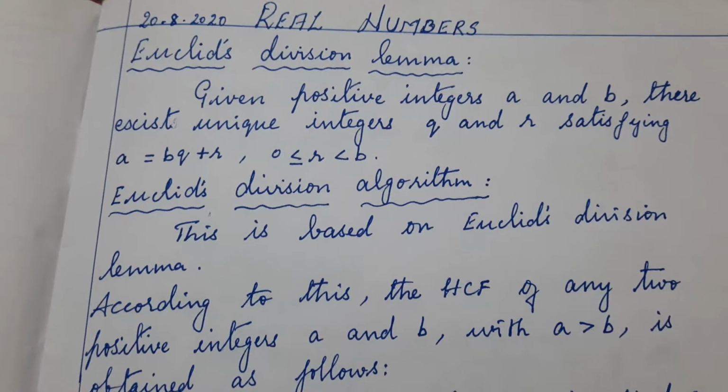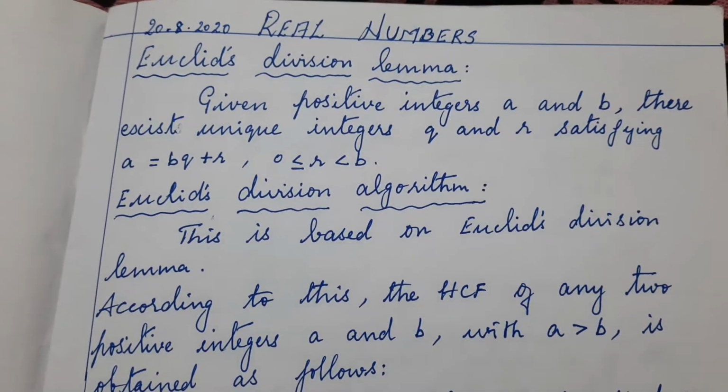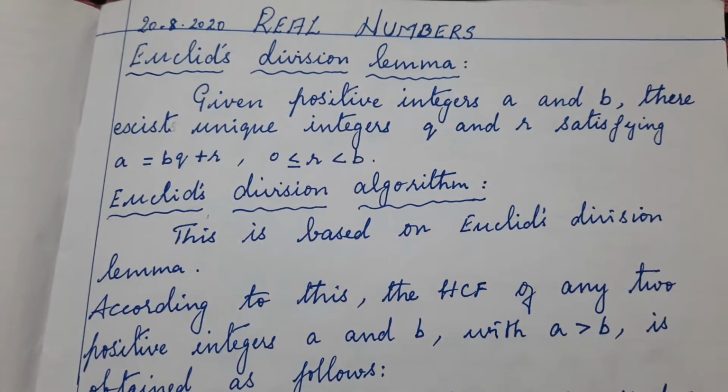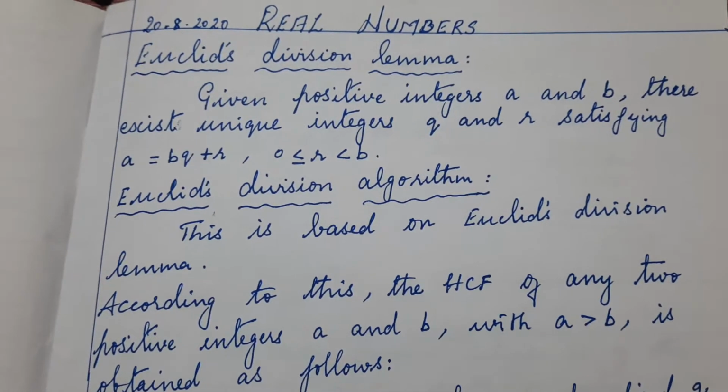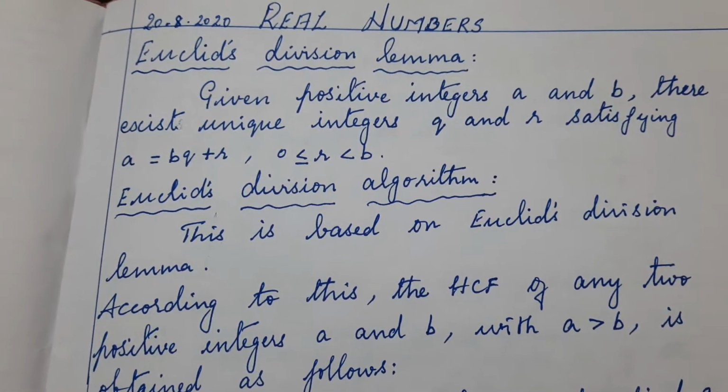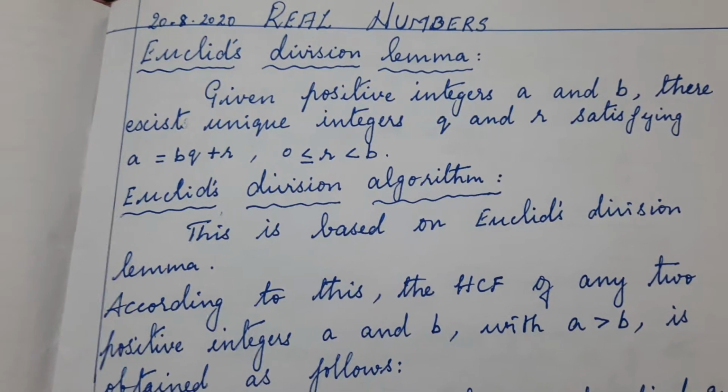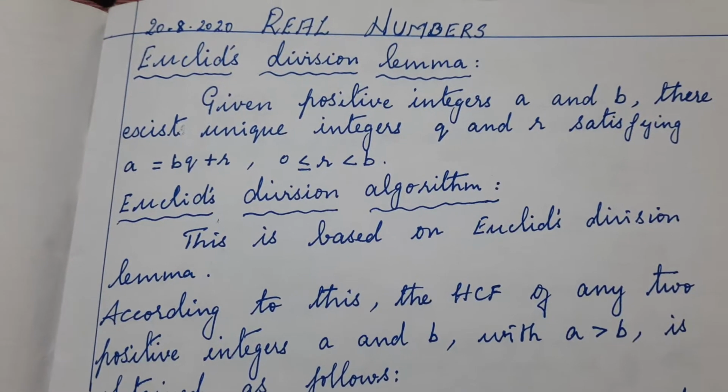What are real numbers? Real numbers are the combination of rational numbers and irrational numbers. Here we are going to learn Euclid's division lemma and Euclid's division algorithm. These are the concepts we are going to use in this chapter.